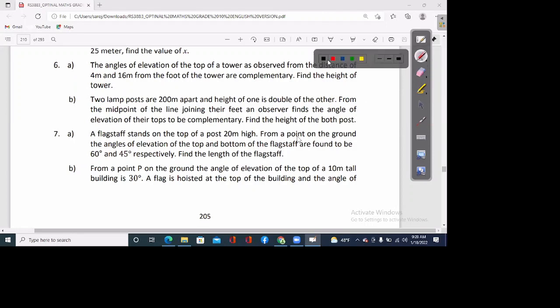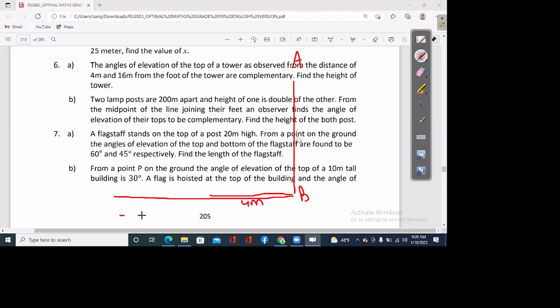So the question said the angle of elevation of top of the tower. So there is a tower. Let's say this is the tower, and the name of the tower is AB. And the tower is observed from, first of all, 4 meter. So let's say this is the 4 meter. Then again it is observed from 16 meter. So this is 16 meter. The total is 16 meter.